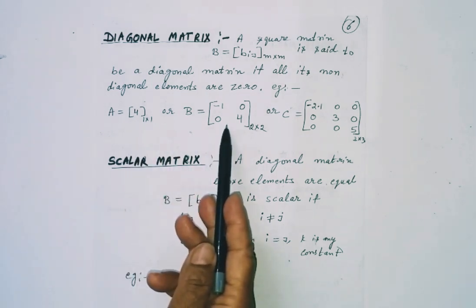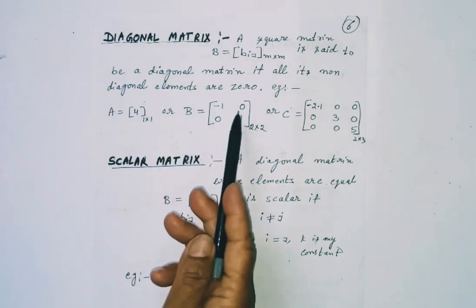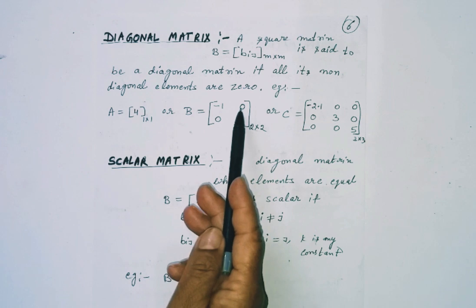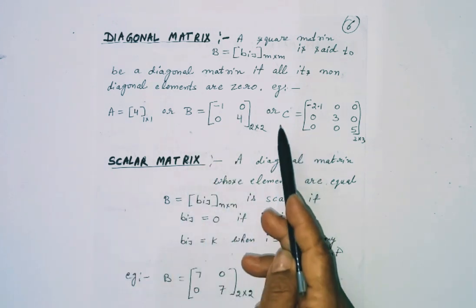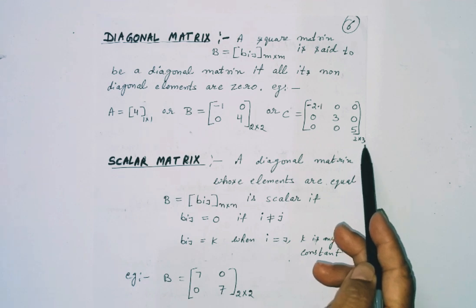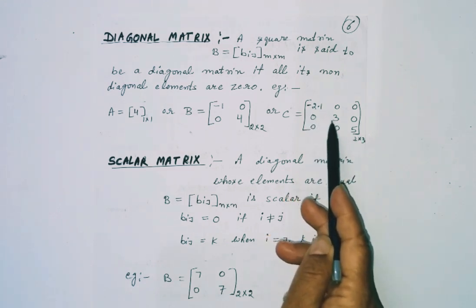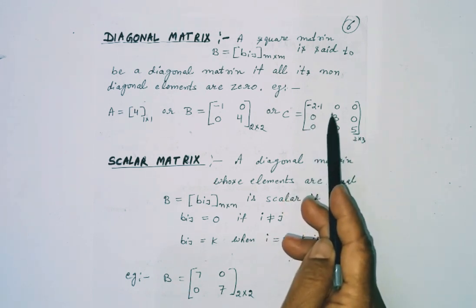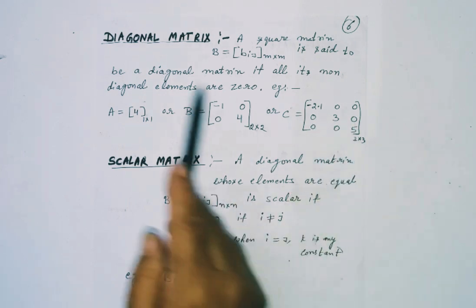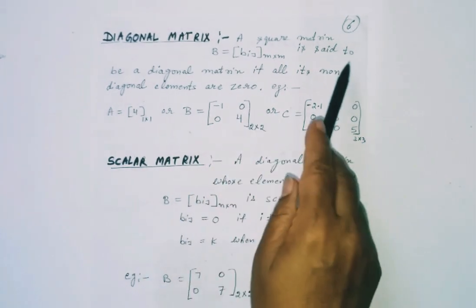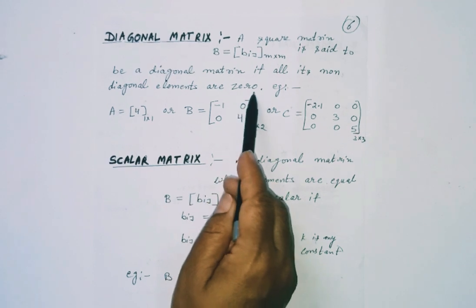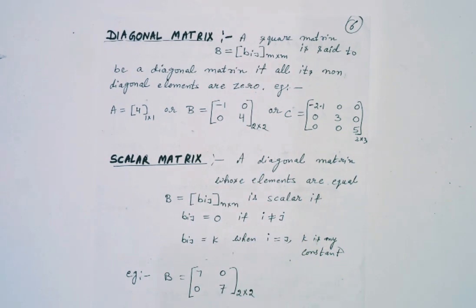As you can see in these examples, I have taken a matrix B. And why am I calling it a diagonal matrix? Because only the diagonal elements are non-zero and the rest of the elements are 0. You can see matrix C, it is a 3 by 3 square matrix. Its diagonal elements are non-zero and all its non-diagonal elements, meaning all those elements which are not lying on this diagonal, are 0. So what is a diagonal matrix? Any square matrix is called a diagonal matrix if all its non-diagonal elements are 0. I think it is very clear to you students.